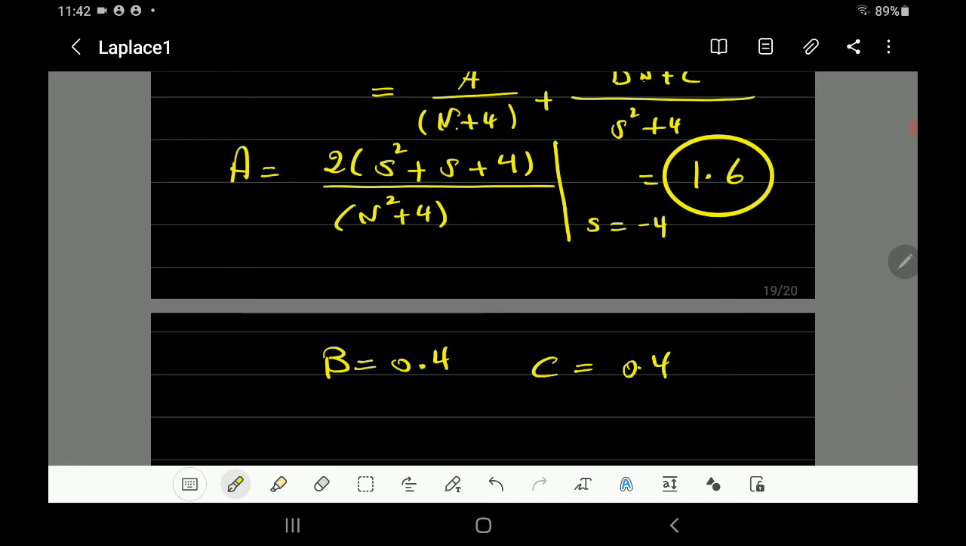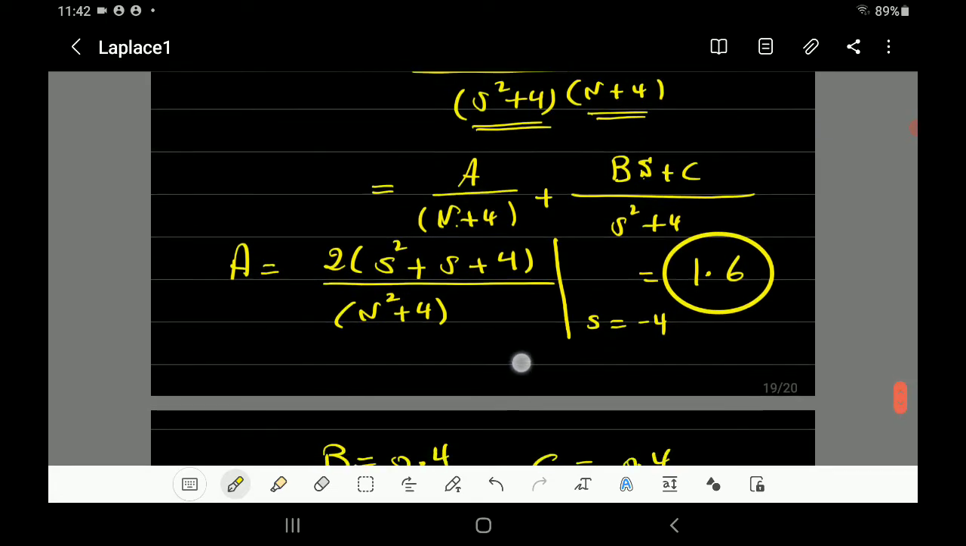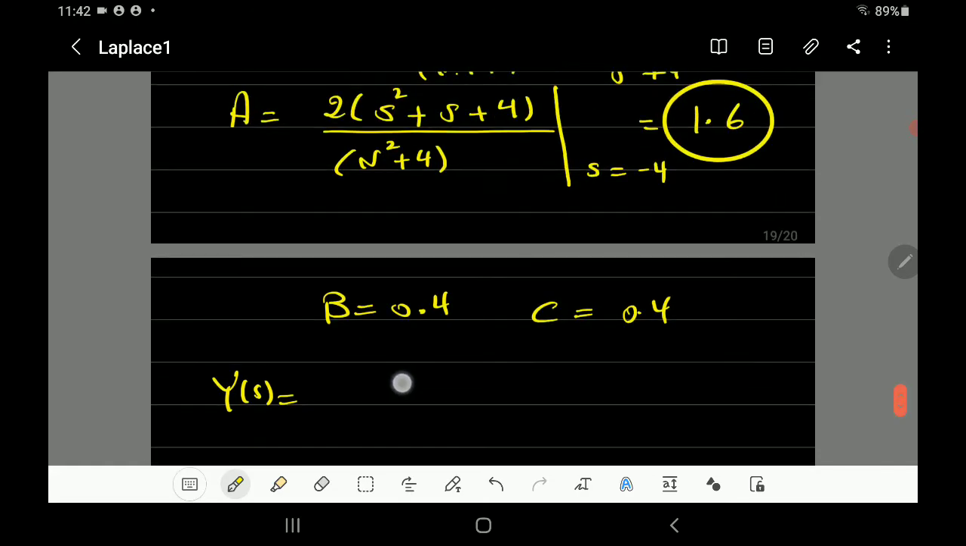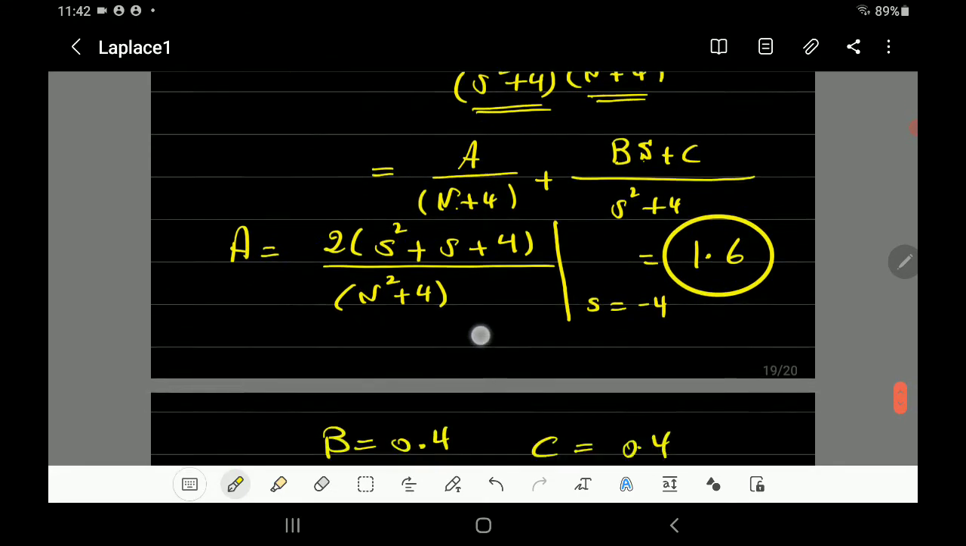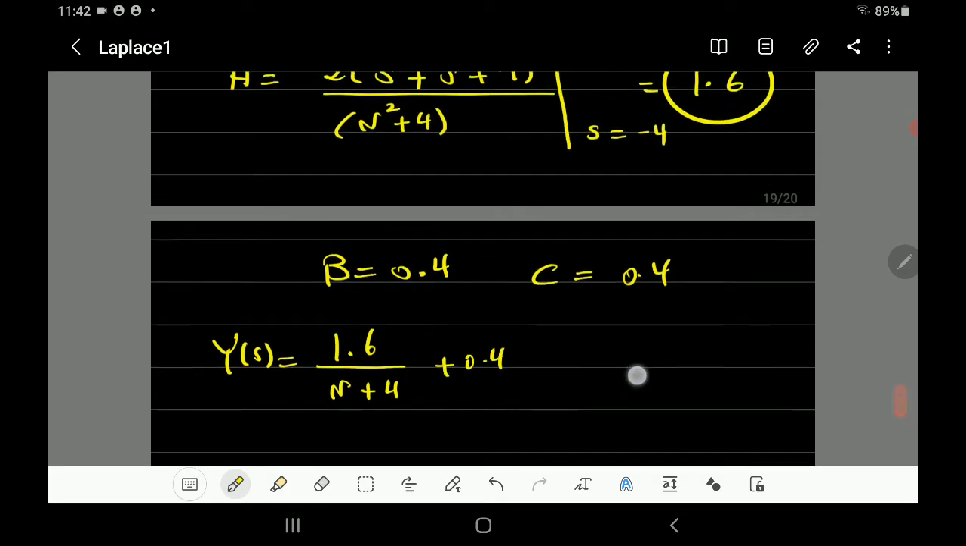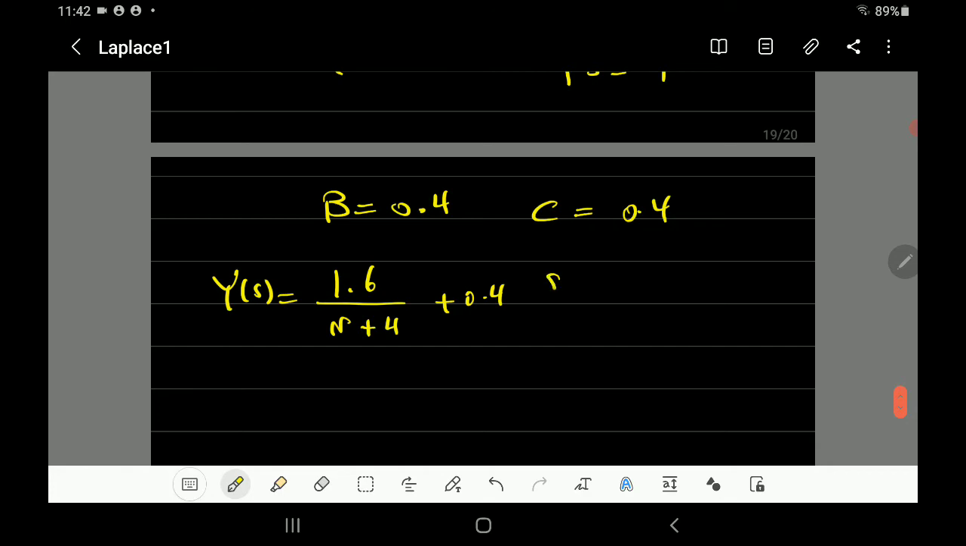All right, so now let's write the expression we got, Y(s) after the partial fraction. You have a equal to 1.6 over s plus 4, and you got 0.4 s over s squared plus 4, and you have 0.4 over s squared plus 4.